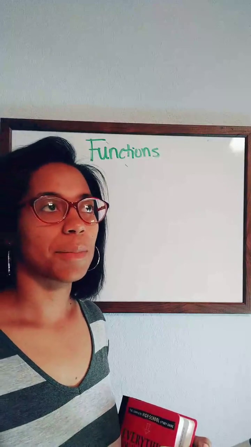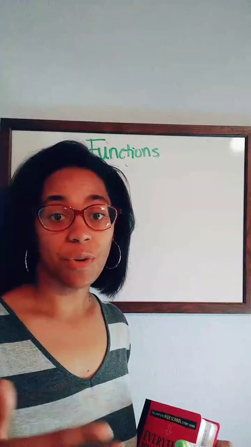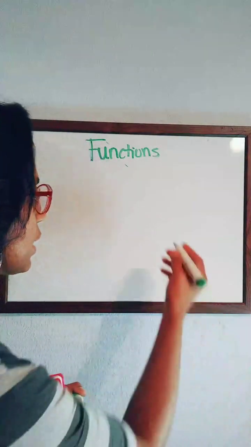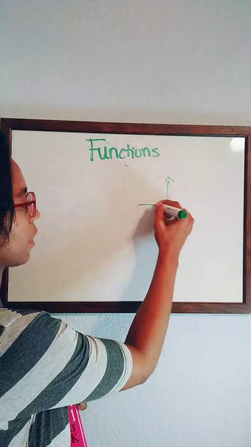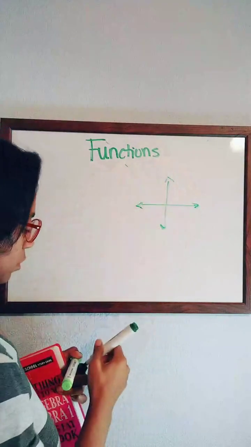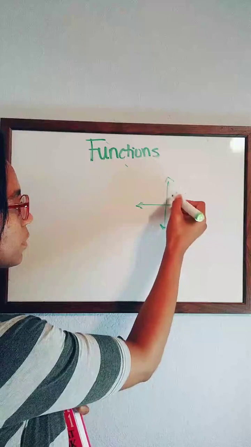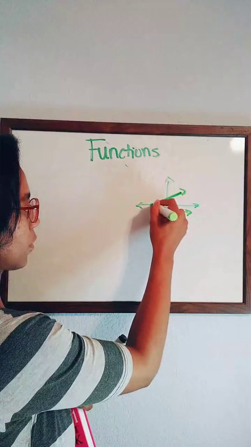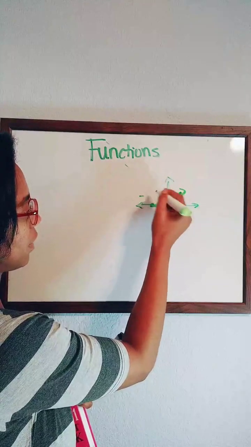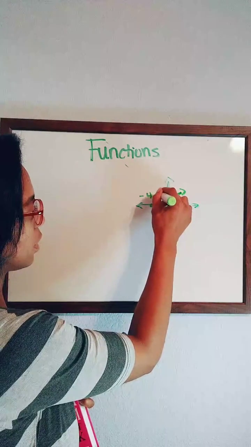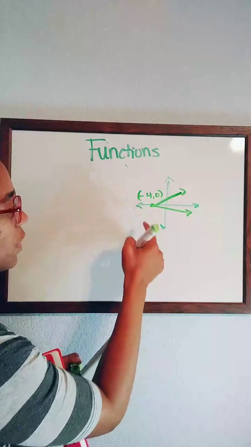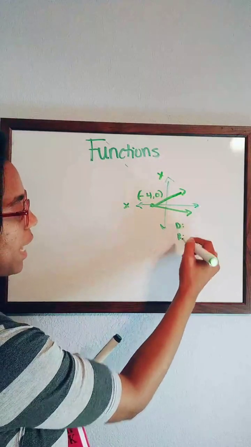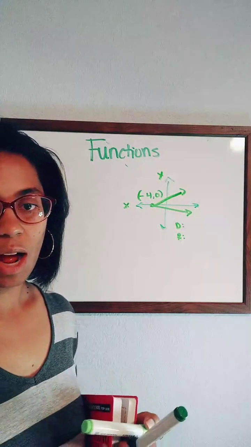Just remember that anytime you're doing the domain or the range, you're trying to look where the graph starts or where it stops. So for instance, let's say we're doing a graph that looks like this. And we back here at -4, 0, right? So now this is my X, this is my Y. My domain is going to be every X value. My range is going to be every Y.